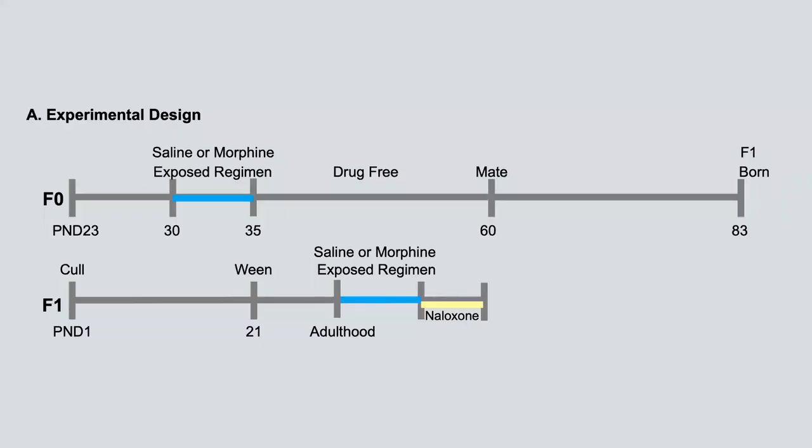So coming back to the experimental design, like I mentioned before, the F0, the top bar, is the maternal generation. They received either saline or morphine when they were in adolescence. They lived the rest of their lives drug-free, and they were mated around postnatal day 60, which is adulthood. And the bottom line is the offspring. The offspring were not exposed to any drugs until they were in adulthood.